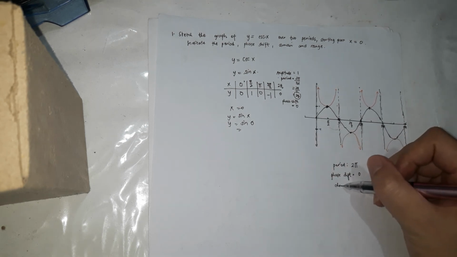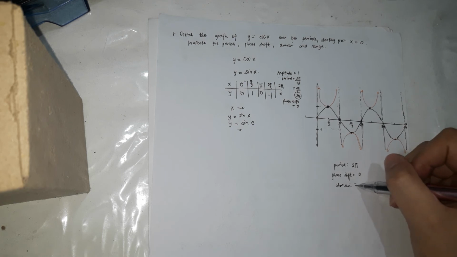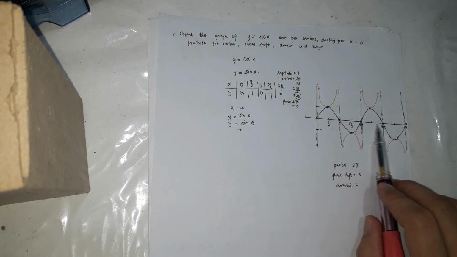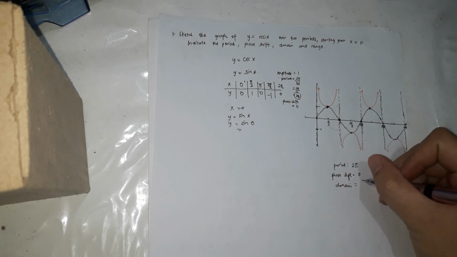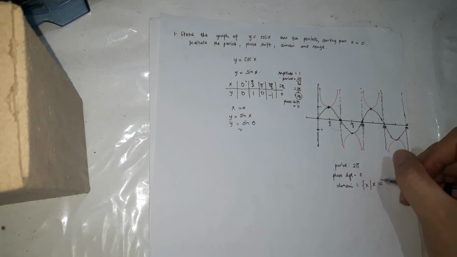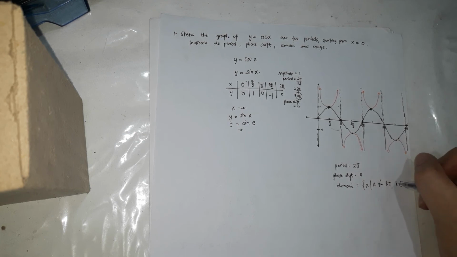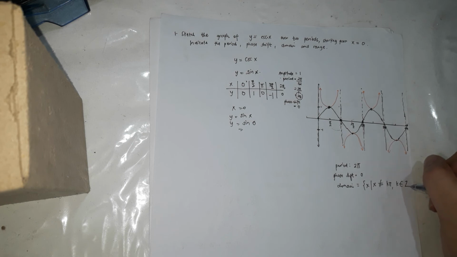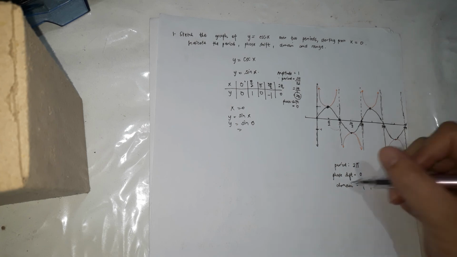The domain, as you can see dito sa domain niya, lahat ng values ng x mayroon maliban lang sa x, such that x is not equal to k pi, where k is an element of an integer. So, bakit ganito? Kasi di ba kada pi, wala talaga siyang values. It just did not intersect.